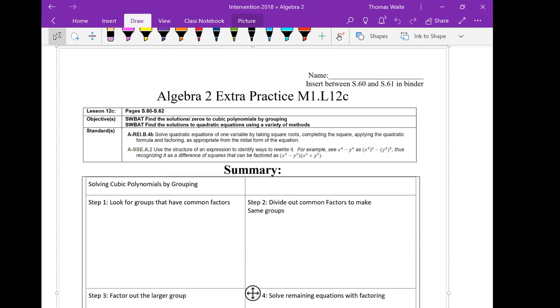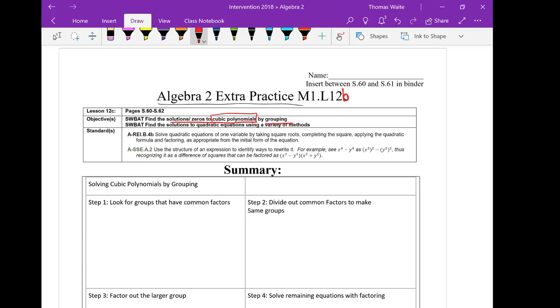Hey, Algebra 2 students, this is some extra practice for your Module 1, Lesson 12. This is a typo, it should be 12b, actually 12c. No, extra practice for 12c. So this is extra practice on the lesson where we're finding solutions to cubic polynomials. Kind of took up two parts. We've been doing this for 12b and 12c by grouping.